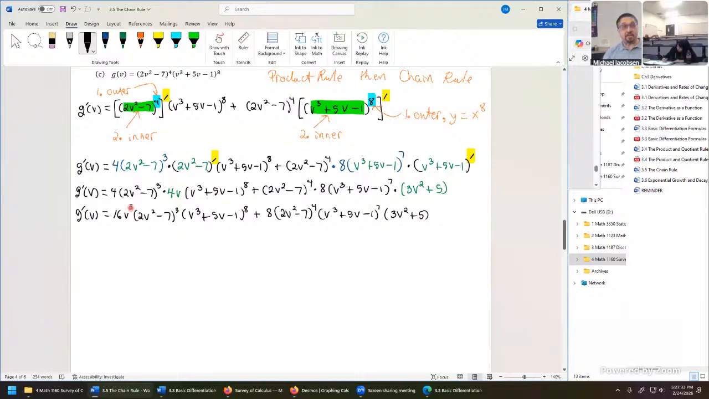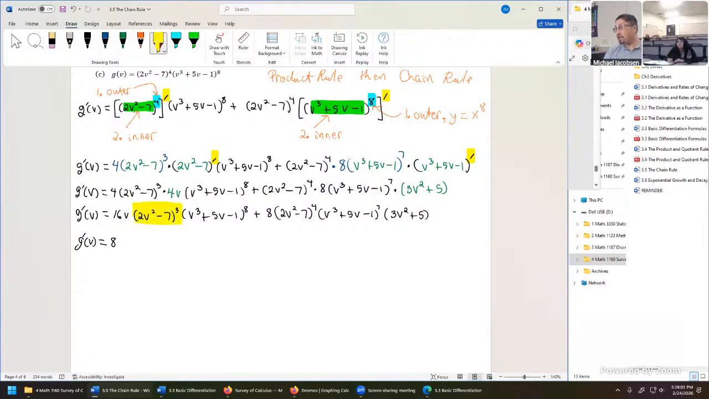Now we have a greatest common factor. We can factor out power 3 on this term because it appears in both terms. We factor out the smallest power. We can also factor out between the 16 and the 8. We can factor out an 8 as well. So let's do these in stages. G prime at V, factor out the 8 first.